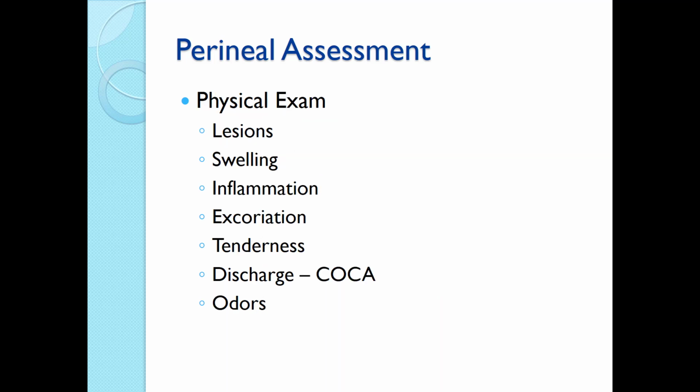When you're doing a physical exam on the perineal area, be looking for any lesions, swelling. Excoriation is redness or irritation to the tissues from moisture. That's caused by moisture on the skin, so you'd be looking for any excoriation. If there is any discharge that you note from the perineal area, you would want to document what we call the COCA. So the color of the discharge, if there's any odor, what's the consistency of the discharge, and then the amount. Those would all be important things to document in the patient's chart.